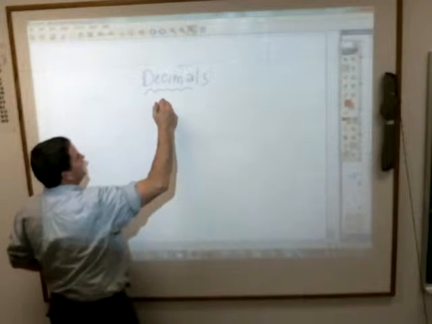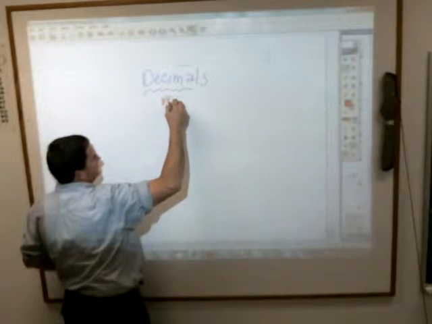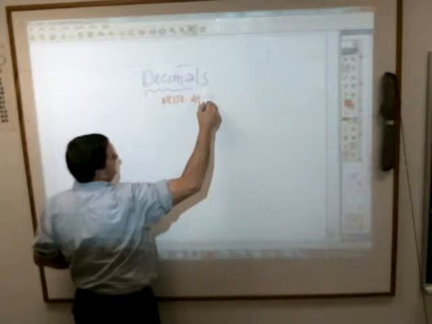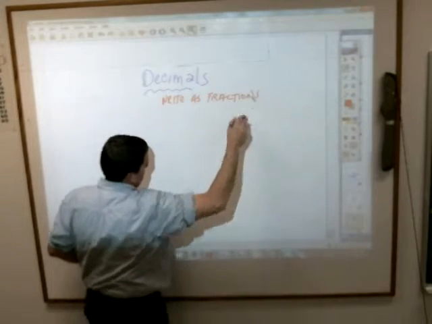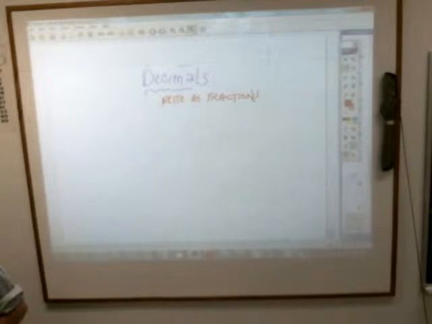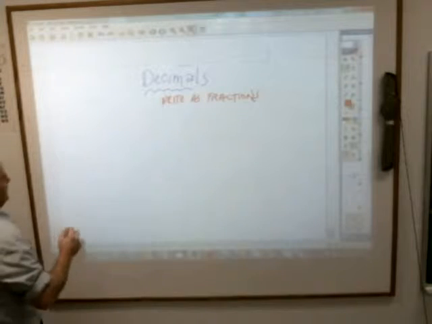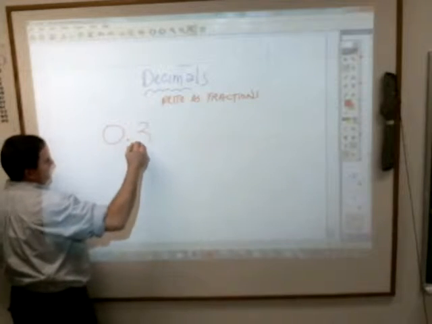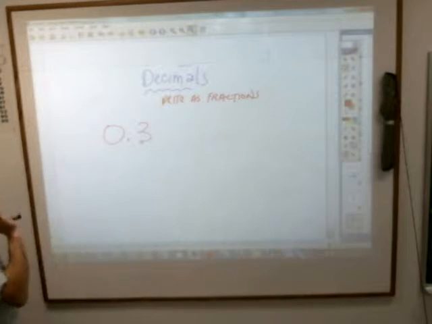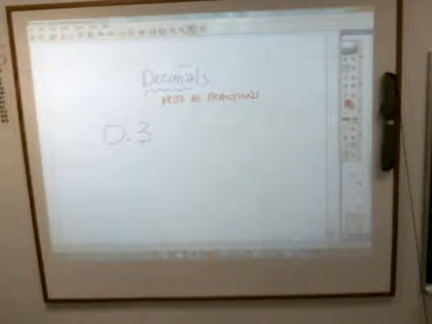Talking about how to write them as fractions. Writing decimals as fractions. What if I have this 0.3? If I asked you to say that number in math, what would you say it is?